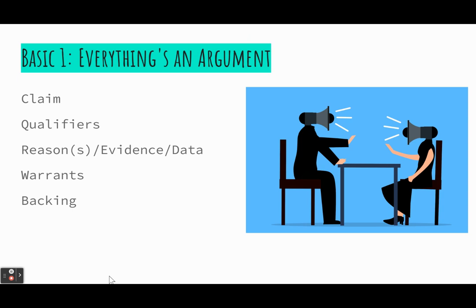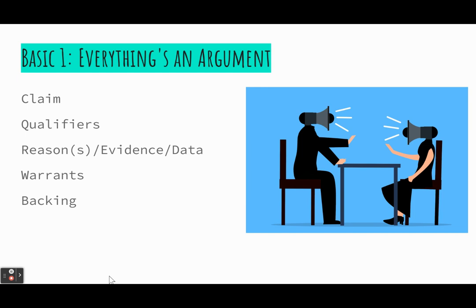Basic number one: everything's an argument. And because everything's an argument, there needs to be a claim. There may need to be qualifiers. There may need to be, or there definitely will be, reasons, evidence, and data. The data cannot speak for itself, so therefore it needs to be warranted. And sometimes the warrants need backing.